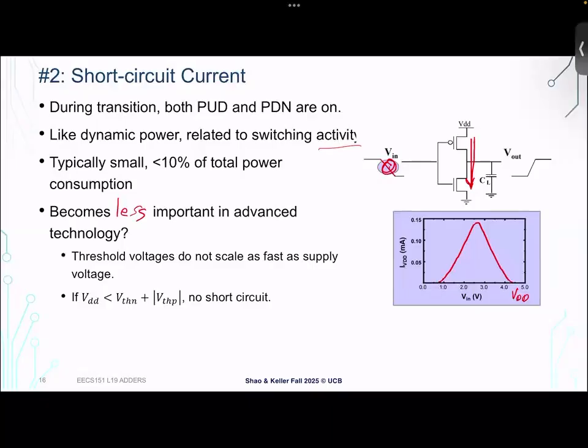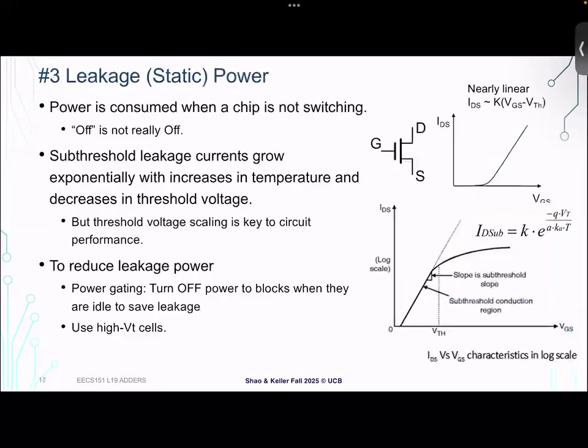The one exception is if you have very slow transitions, right? So if you have a very weak driver, like we were talking about with the long wire example earlier, you might have a very slow transition from 0 to 1 or 1 to 0, in which case you might be spending a lot of time in that undesired middle region. You might have a lot of short circuit current. So typically we try to size our gates and avoid long wires to avoid those very slow transitions.